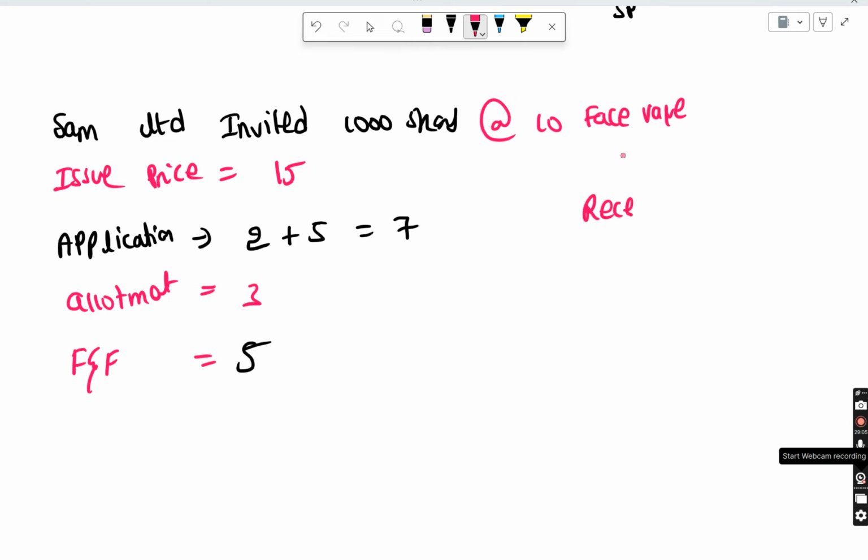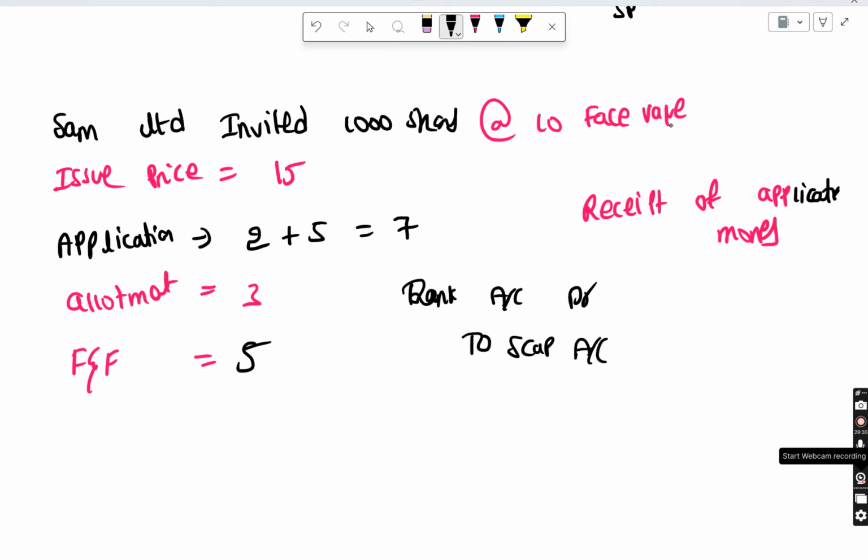First entry, receipt of application money. Securities premium is a liability. Liability will be credited. Bank account debit to share capital account with 7,000 rupees, and share application account debit 7,000 rupees to share capital account 5,000 and bank to share capital. First entry. Yes. Okay. No.